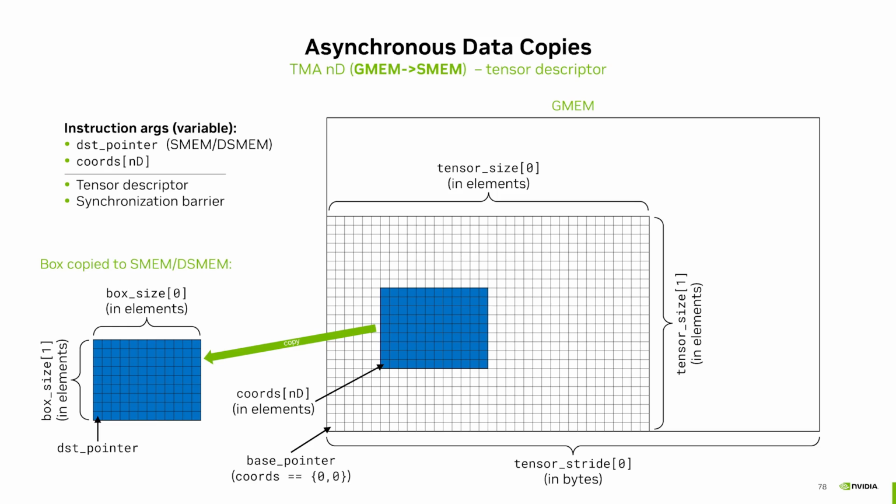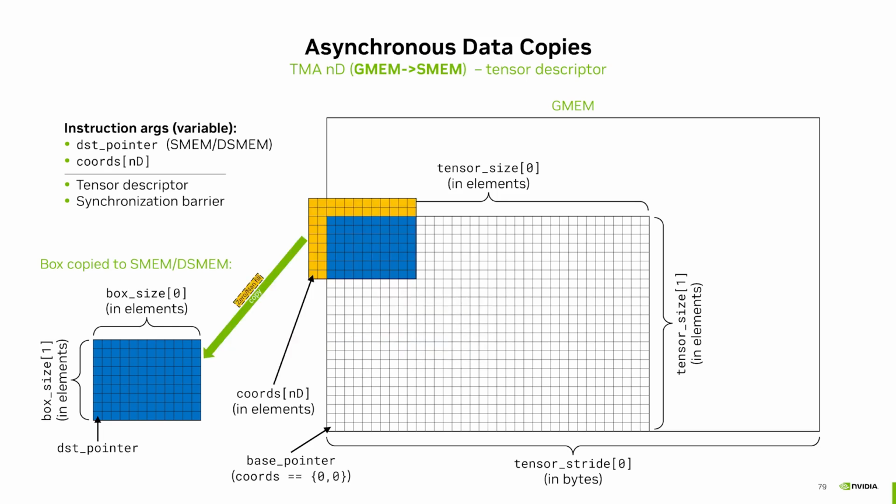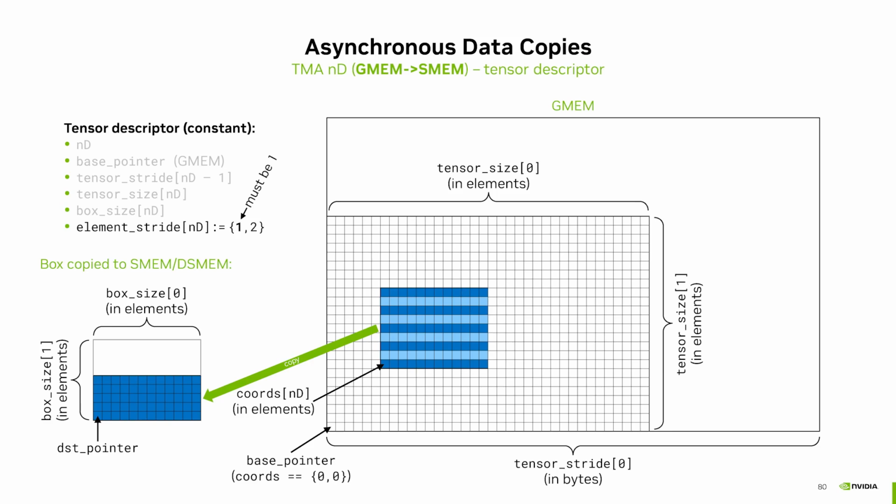So I already mentioned that the copy box does not have to be inside the tensor box, and if we are going out, the missing elements will be replaced with either zeros or NaNs. Now let's talk about element stride. So this picture is pretty self-explanatory. You can give strides to elements, and the copy will happen accordingly. Just note that the fastest dimension stride must be 1. Other strides are not supported.